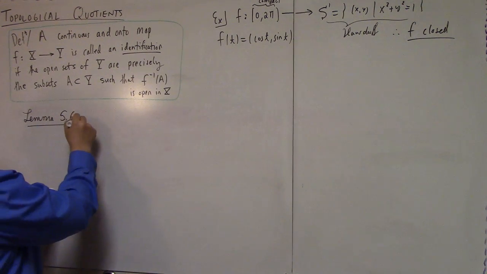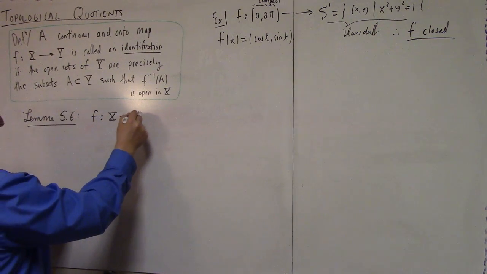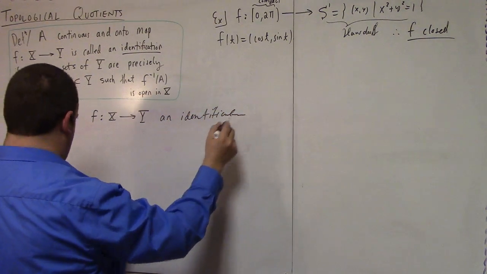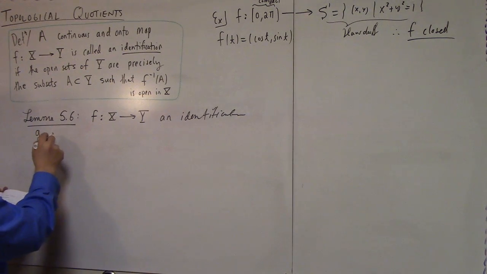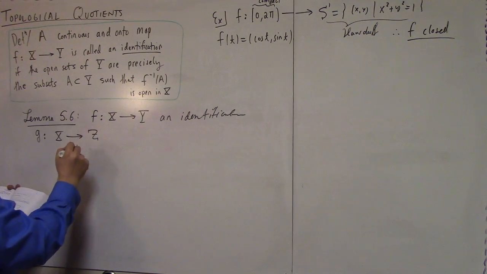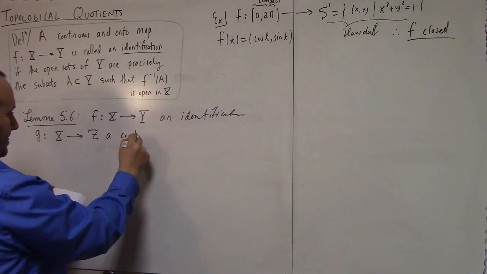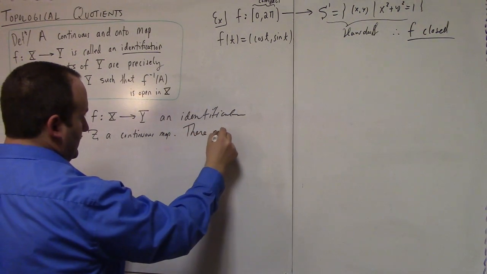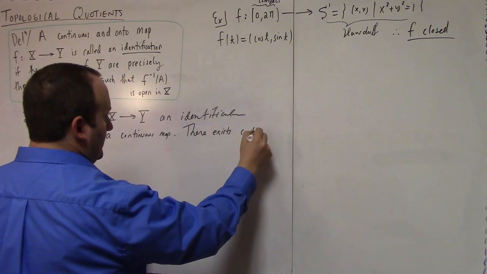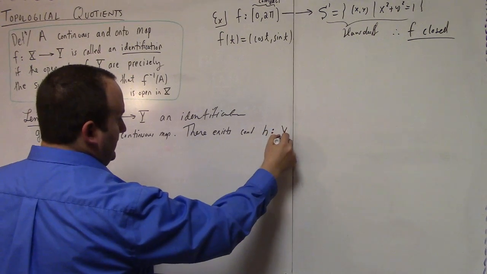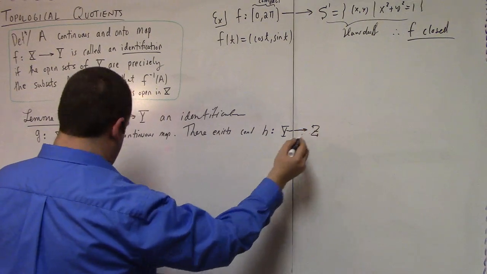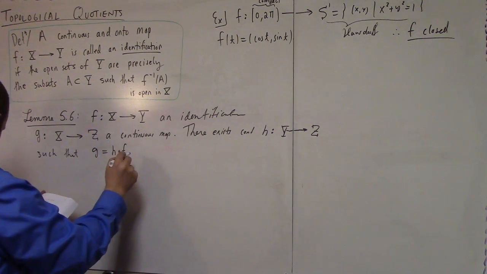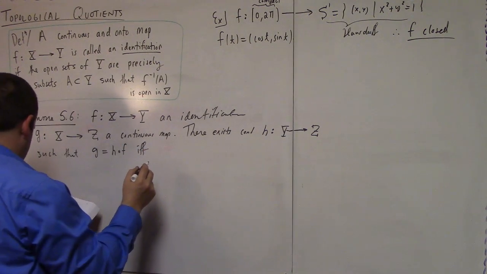Universal property of identifications. If we have f, an identification mapping from X to Y, and g, a continuous map from X to Z, then there exists a continuous map h from Y to Z such that g is equal to h composed with f if and only if g is constant on the fibers of f.